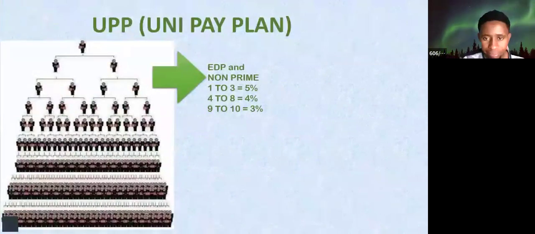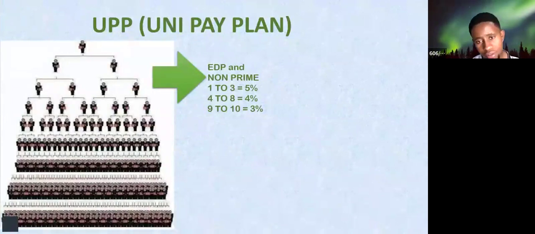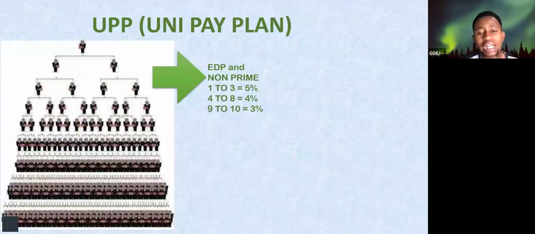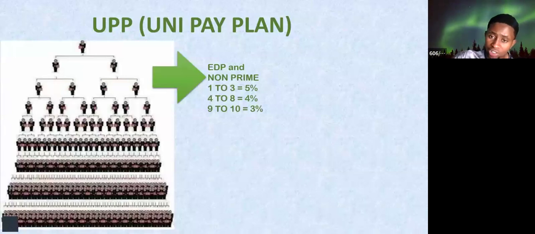Okay, let's talk about Unipayplan. In Unipayplan, you earn on both products and packages. So if you register an EdPlan package or you are a prime, from the 1st level to the 3rd level, you earn 5%. From the 4th level to your 8th level, you earn 4%. And from your 9th level to your 10th level, you earn 3%. It means it is an EdPlan package.